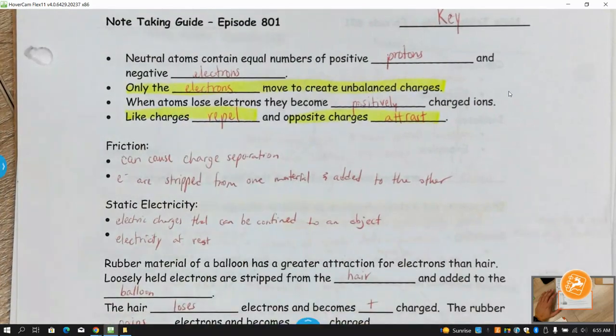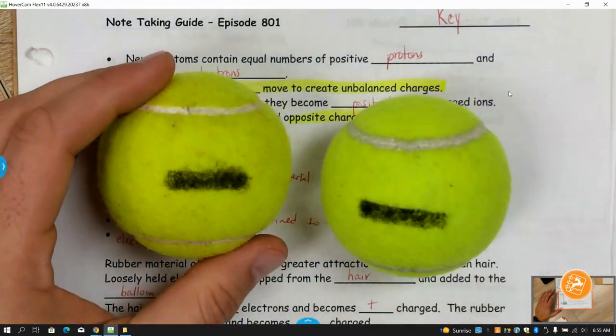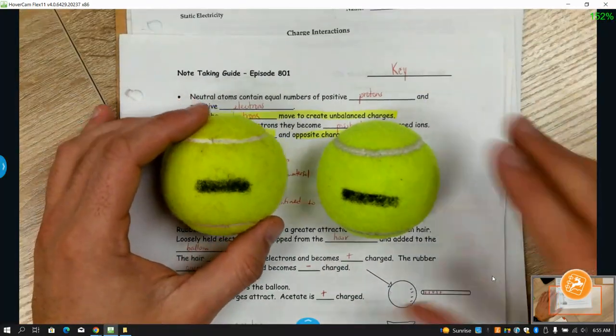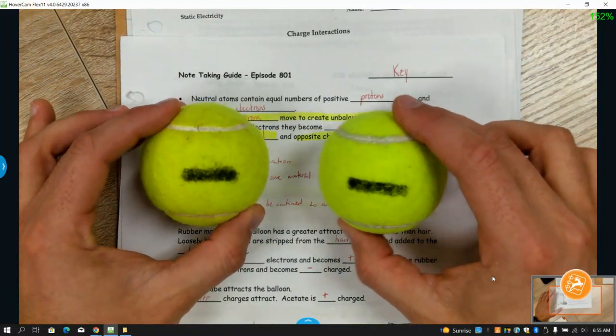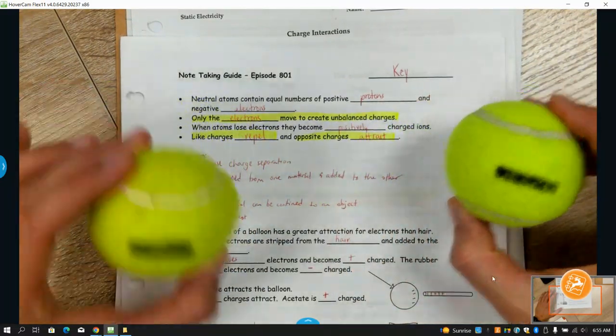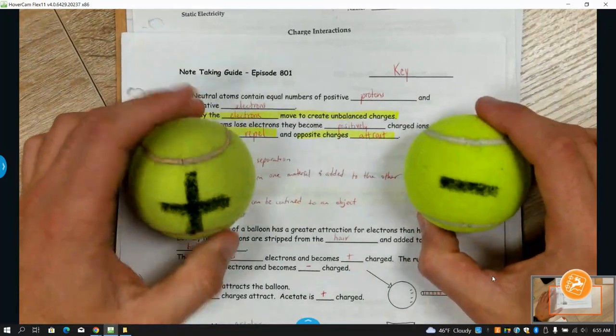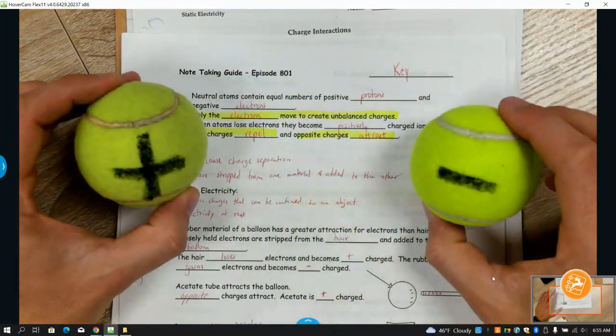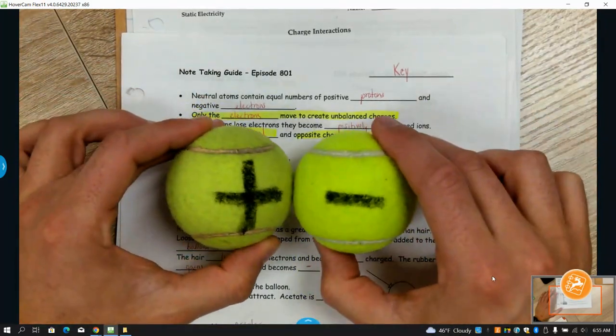Like charges repel, so two negatives. When you have two negative charges brought close to each other, they don't like each other, so they're going to repel. Opposite charges will attract, so a negative and a positive attract.